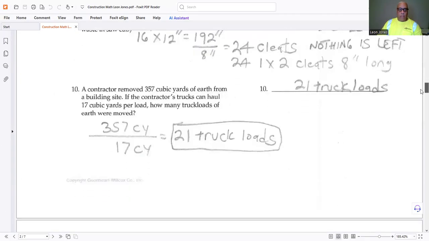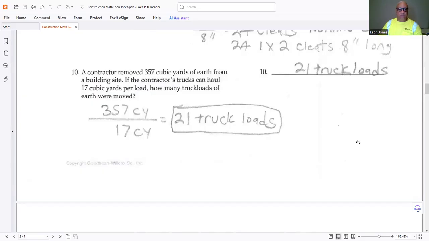Here's one if you're going to be out in the field, you're dealing with cubic yards of earth. A contractor removed 357 cubic yards of earth from a building site. So if the contractor's trucks can haul 17 cubic yards per load, how many truckloads of earth were removed? Very, very simple.